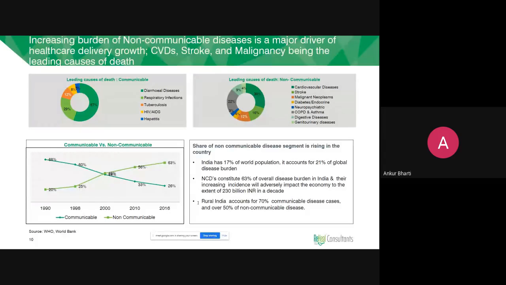Like the developed countries, United States, Europe, all the developed nations have this problem. Now, India being in the middle, neither a third world country nor developed, still has this kind of burden on us. So we need more super specialty care as well today.